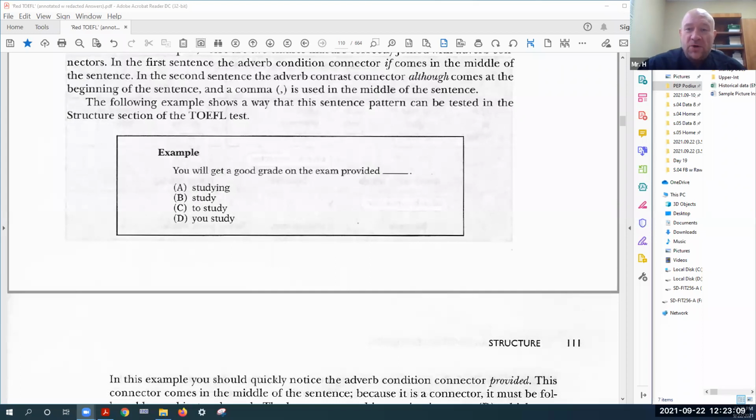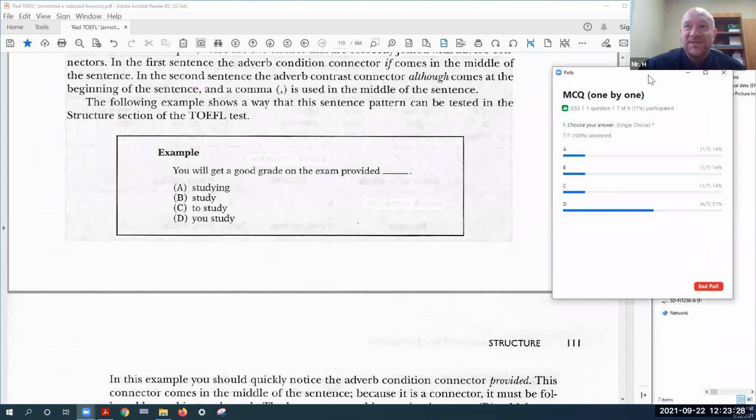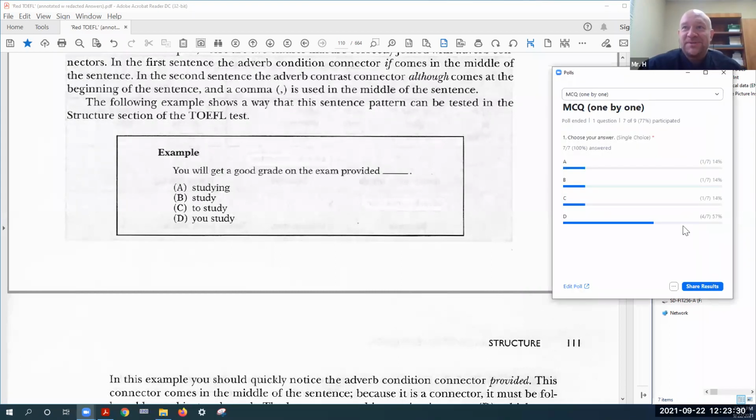We have in the group 1, 2, 3, 4, 5, 6, 7 students, 1 teacher, and 2 jinnies. Okay, looks like the jinnies didn't answer. So I will stop the poll. Let's see. Alpha, Beta, Charlie each has 1, and then Delta has 4.